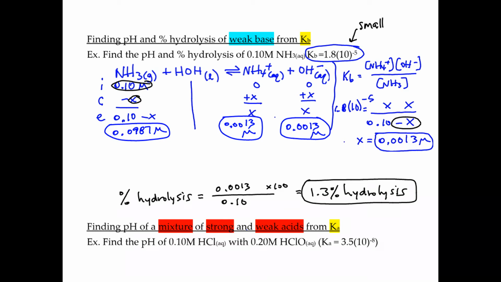Now we're going to get the pH. The easy way, in my opinion, to get the pH is simply to get the pOH first and subtract from 14. So the pOH is going to be the negative log of the OH minus, because we already have the OH minus. It's right over here. So why not just use that? So negative log of 0.0013, that's going to equal 2.89.